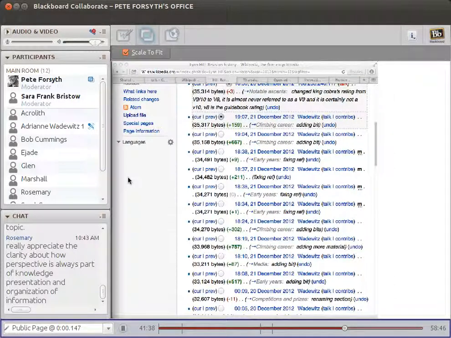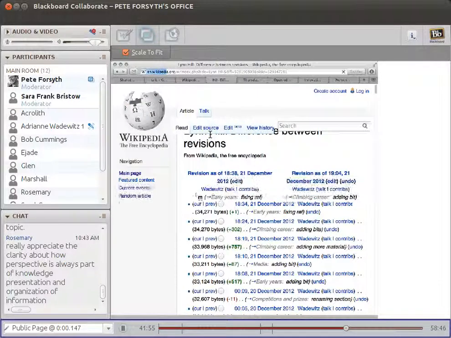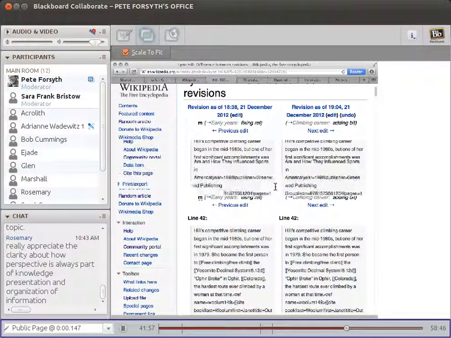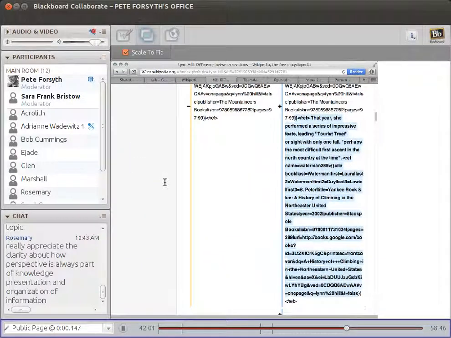So you can see I'm fixing refs, adding bits, adding more material, renaming, right? It's just tons and tons of little tiny things happening. Adding bits is a good example. I don't even really describe what bit it is I'm adding, but it's just a little sentence, right?